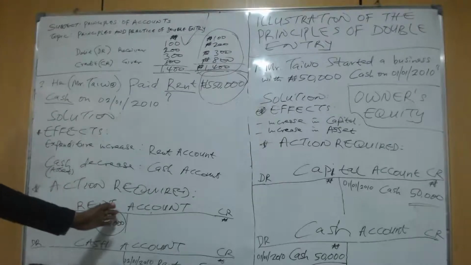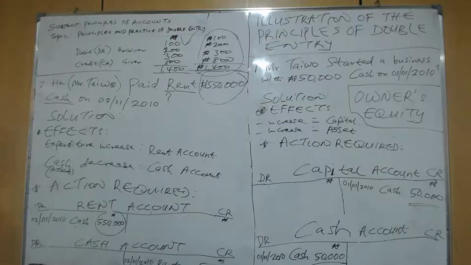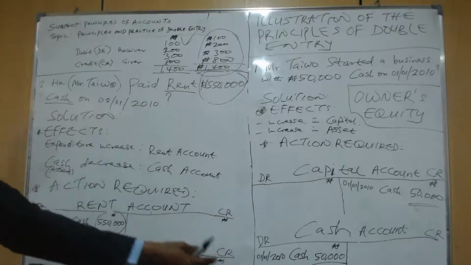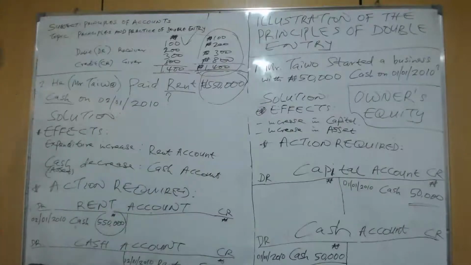Rent account debited in the left-hand side because he is the receiver. Cash account is credited on the right-hand side. Cash was given. Cash is the giver.